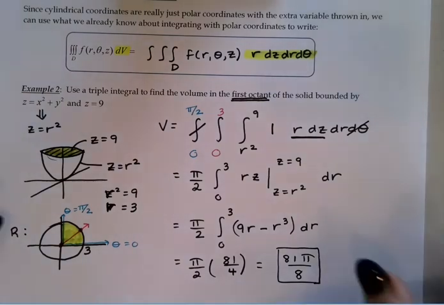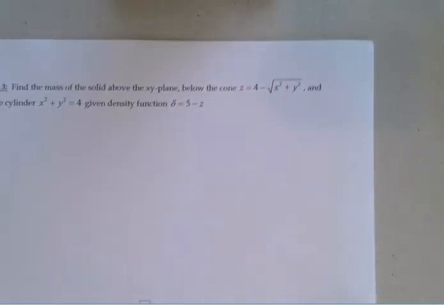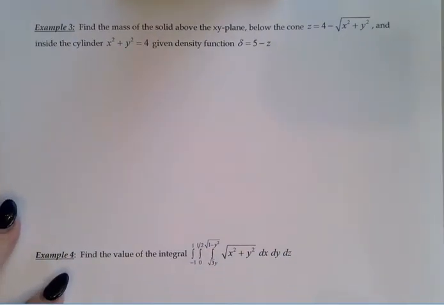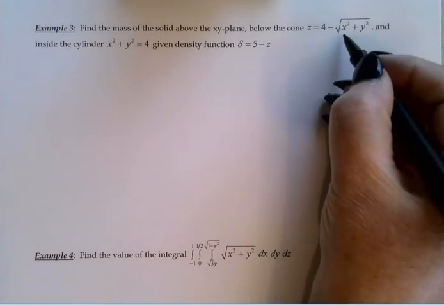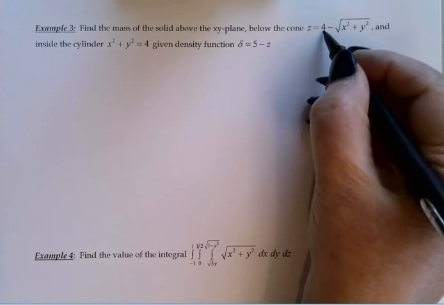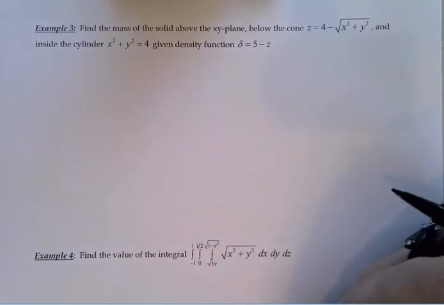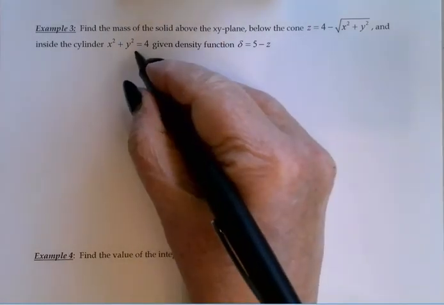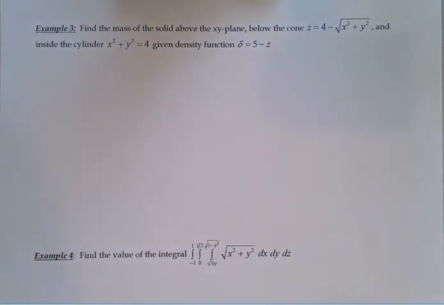All right, let's set up one more triple integral like that before we pause and move on to another video. Example 2 is quite similar. We want the mass of the solid above the xy plane, below this cone. Notice this cone has been shifted up 4 and turned upside down with that negative. And also inside this cylinder, x squared plus y squared equals 4, given the density function 5 minus z.